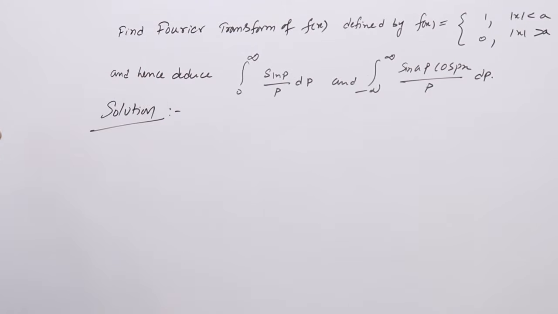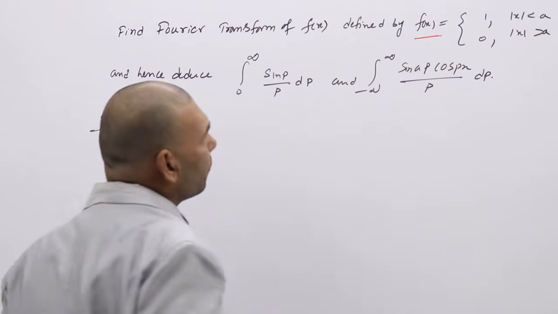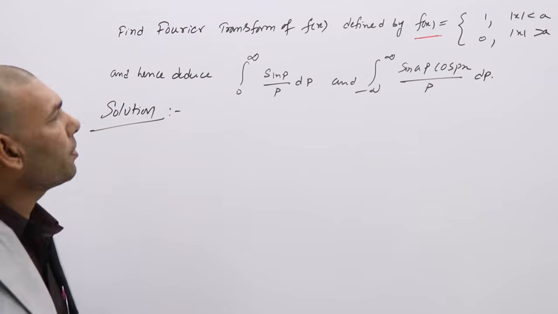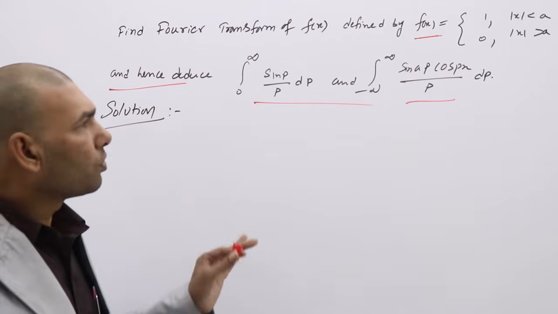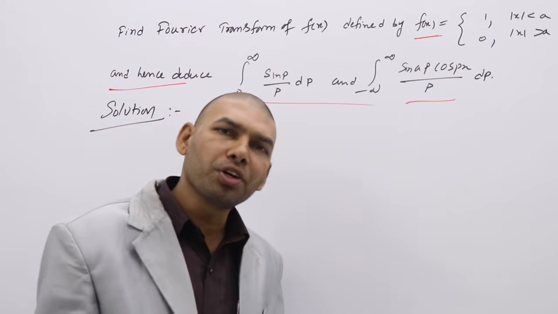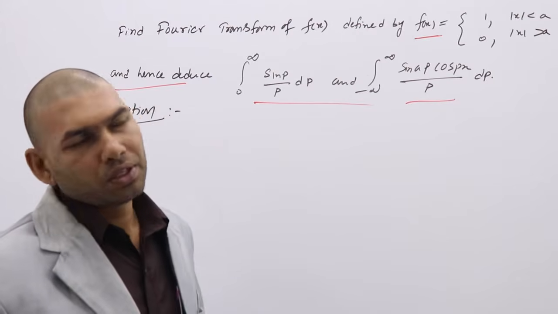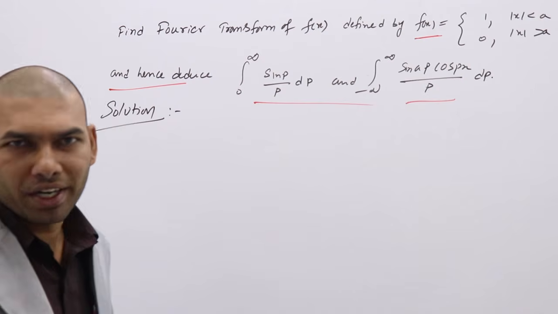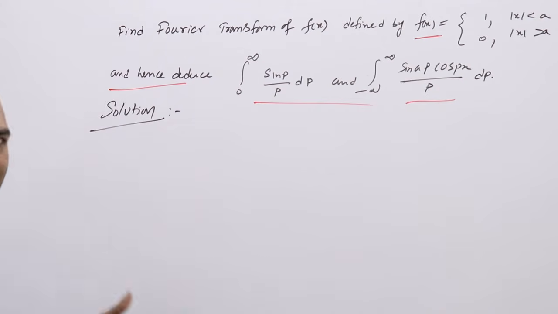Find the Fourier transform of f(x) defined by f(x) equal to 1 when |x| is less than a, 0 when |x| is greater than a, and hence deduce these values also. To deduce any derivation in Fourier transform, after finding the Fourier transform, you need to use the inverse Fourier transform formula. So this problem is especially very important. Many times it has come in exams. It is an important problem, and easy also.